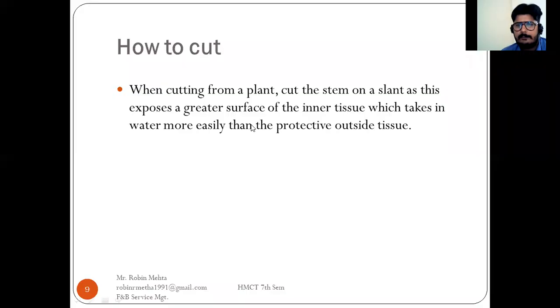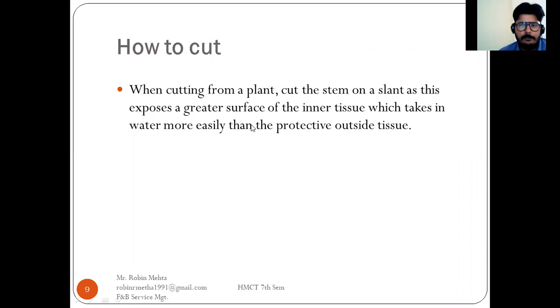Okay. Next, how to cut plants, or what type of cutting we can do. When cutting from a plant, cut the stems on a slant, as this exposes a greater surface of the inner tissue, which takes in water more easily than the protective outside tissue.